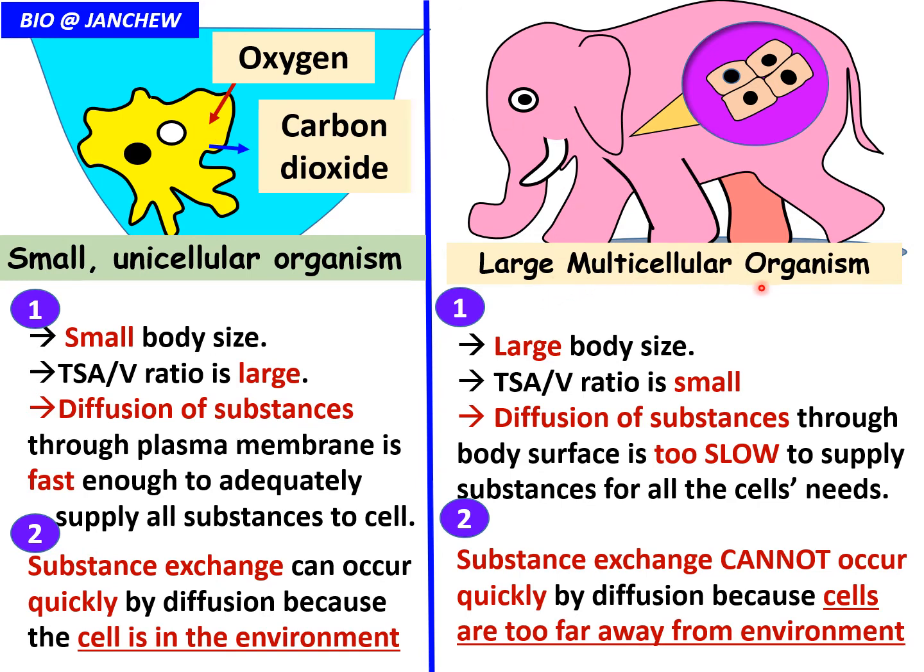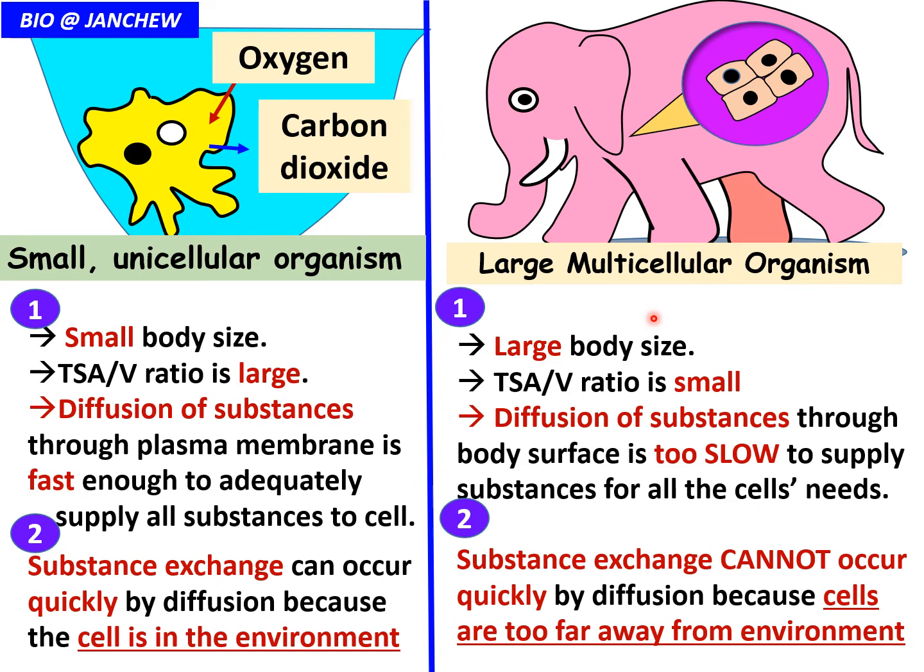Now, for large multicellular organisms, why do they need a specialized transport system to transport substances in their body? For example, to transport oxygen from the lungs to the cells. The reason is that they have a large body size, and because of that, the total surface area to volume ratio is very small. Now, why is it that the total surface area to volume ratio becomes small as the body size increases? We have actually done the calculation with the cube as a model of the organism.